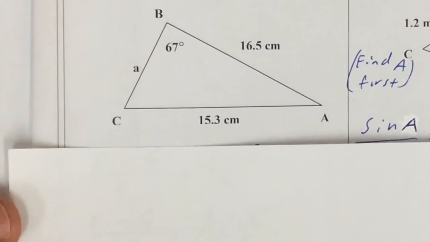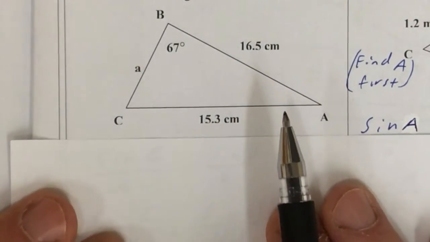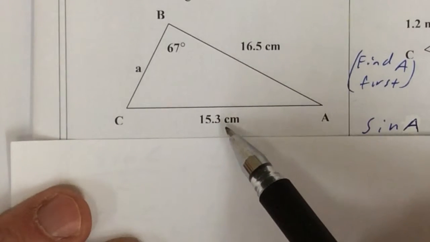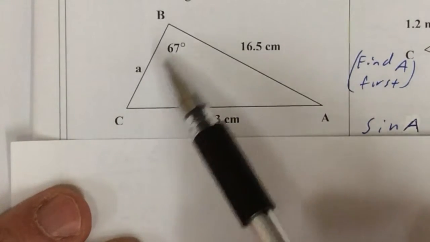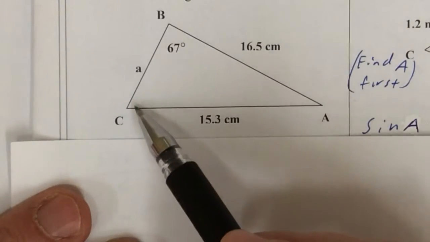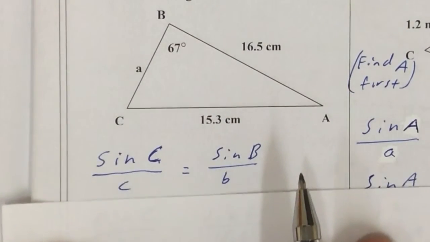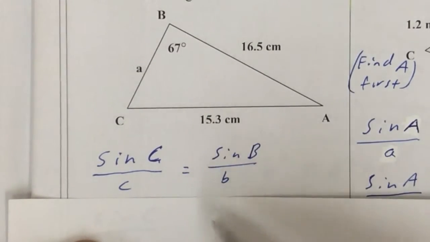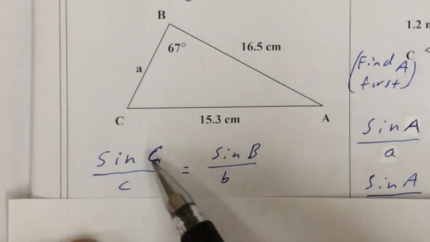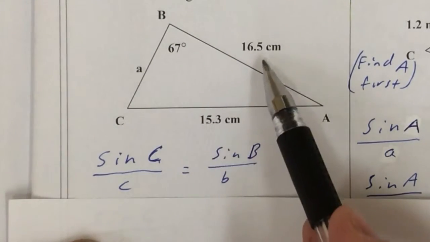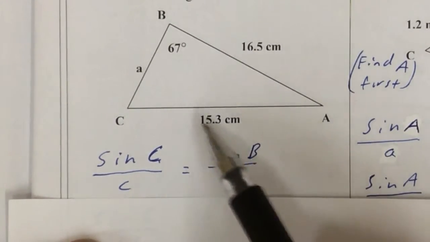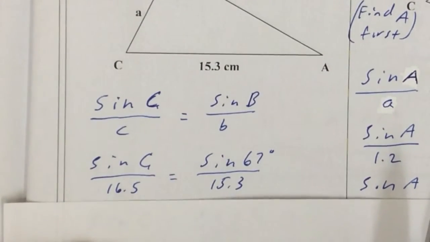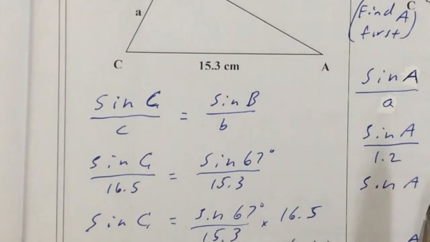Another example right here. Given two sides, you've got an angle opposite a side. You want to find angle C in this one. So this is where you're going to use the inverse, or the sine to the power of negative 1, on your calculator. So it's this relationship that you're going to use: sine C over C equals sine B over B. Plug in the numbers, and you've got this now.